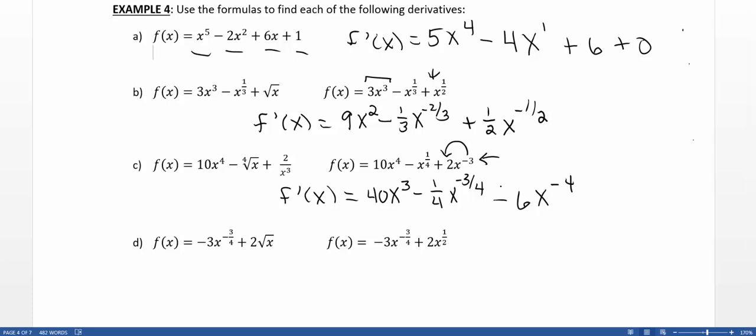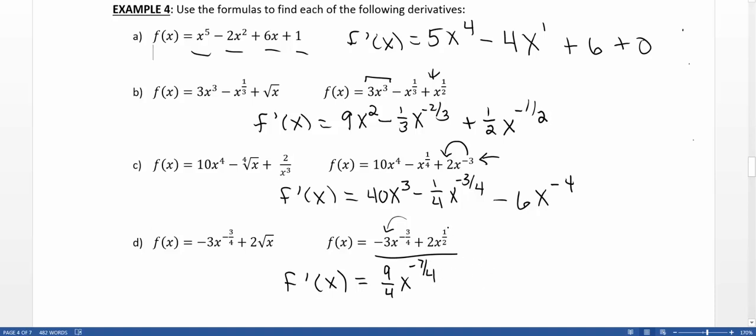Part D. Again, we're going to start with a rewrite because the last term has the square root of x in it. So I'm going to rewrite the last term as 2x to the 1/2 power. But now that I've rewritten it, I can go ahead and take the derivative term by term. So the first term, we had minus 3x to the negative 3/4. So here, the negative 3/4 is going to multiply the negative 3. So the negatives are going to cancel, leaving me with 9/4 x. Now negative 3/4 minus 1 is negative 7/4.